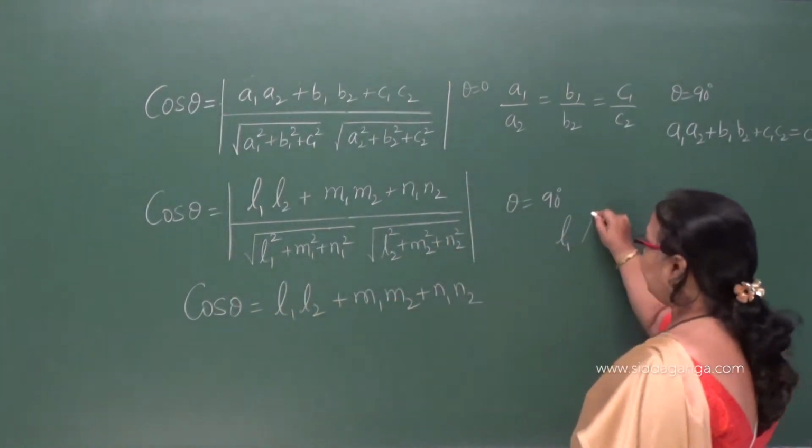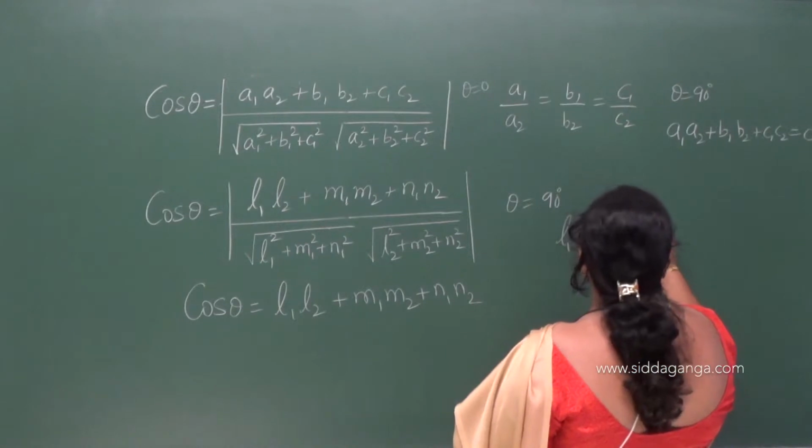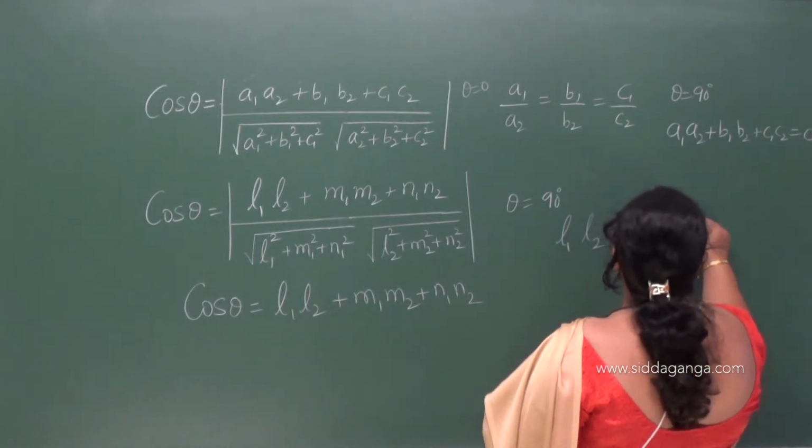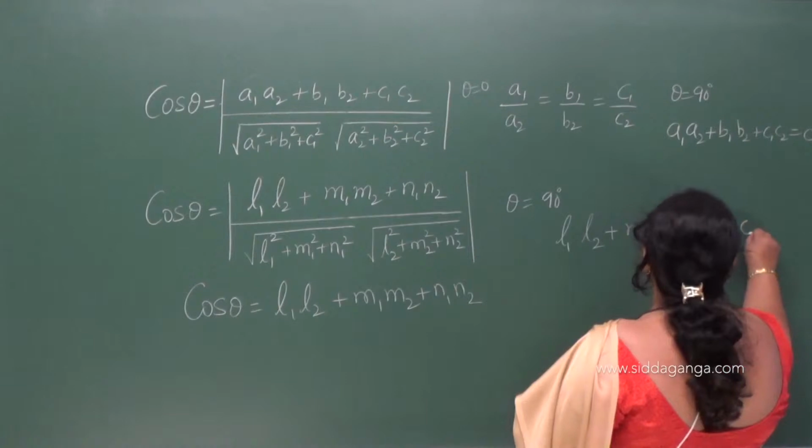Therefore the condition is L1 L2 plus M1 M2 plus N1 N2 equal to 0.